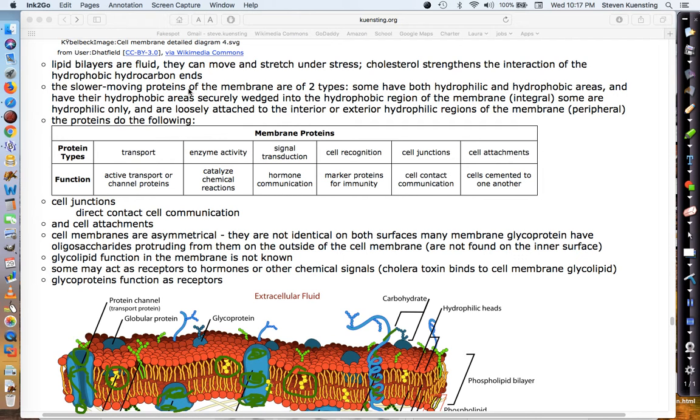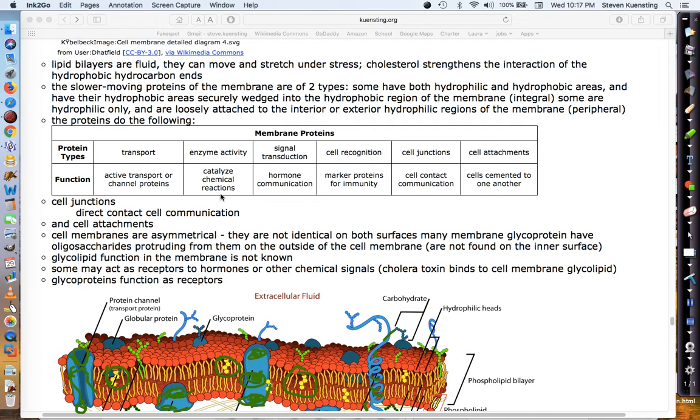So the slower moving proteins of the membrane are of two types. Some have hydrophilic and hydrophobic areas and have their hydrophobic areas securely wedged in the core of the membrane. And then some of them also have exterior hydrophilic regions sticking out. Proteins do the following. Many proteins that are wedged into the cell membrane serve as transport proteins. Some of them are enzymes that actually catalyze chemical reactions.